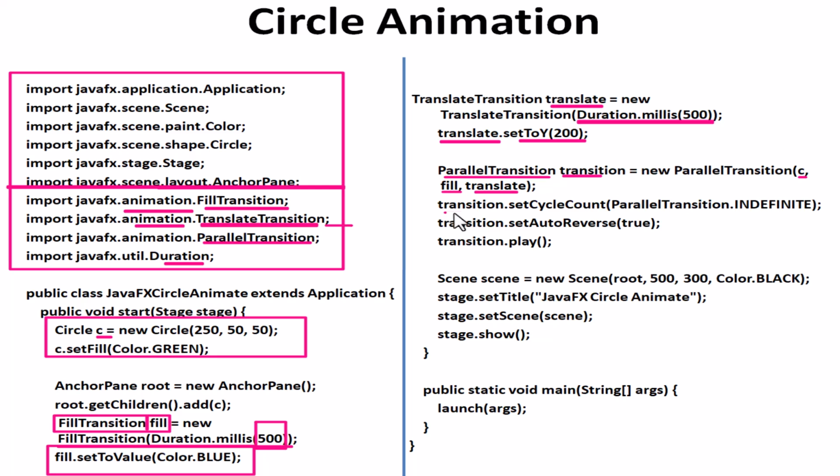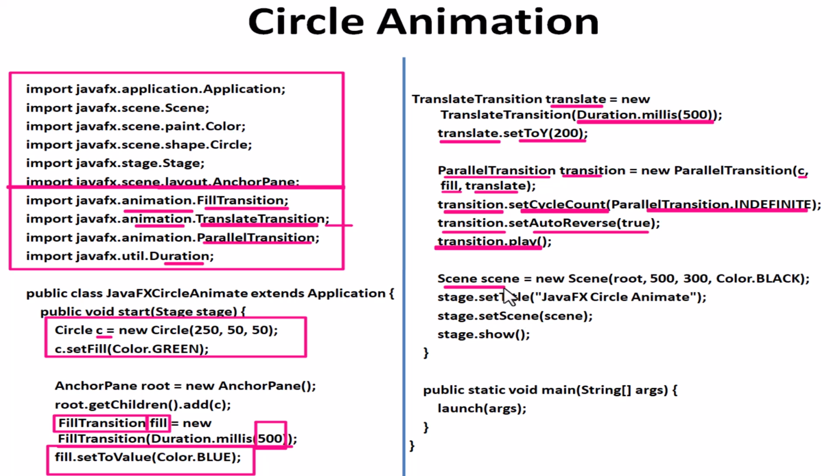Next, transition dot set cycle count. The count is indefinite, so until the user interrupts, it will keep on going. Next, transition auto reverse equal to true. So if it is going from left to right, right to left will also be done. Then transition dot play, so whenever the user runs it, it will be playing.